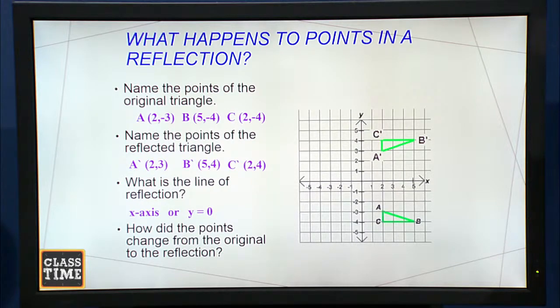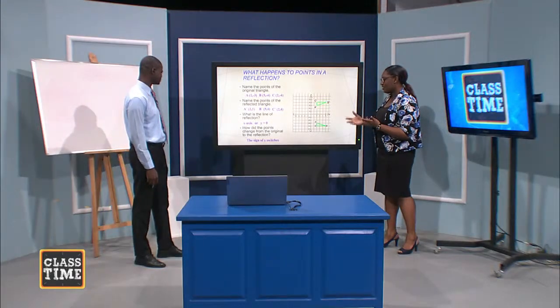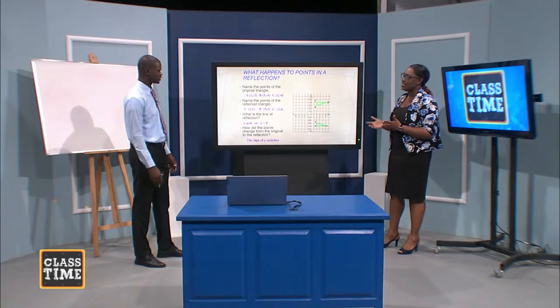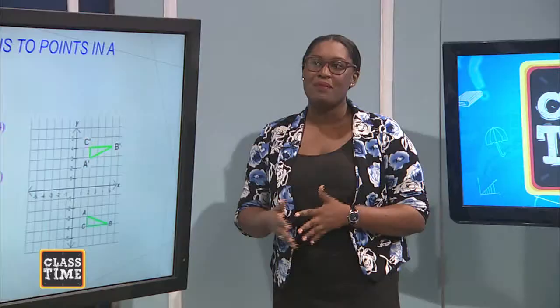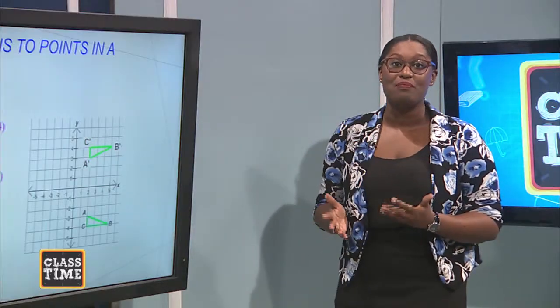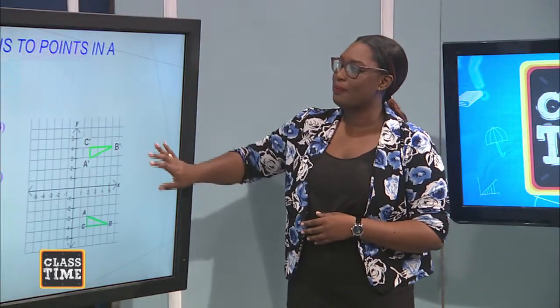So how did the points change from the original to the reflection? That's what we just explained a while ago. The sign of the Y switches. So, guys, some easy marks. Don't miss them.